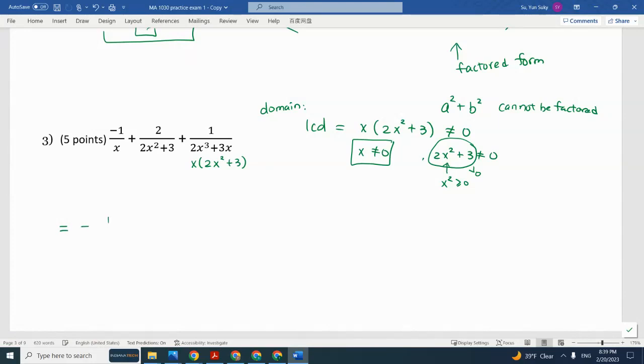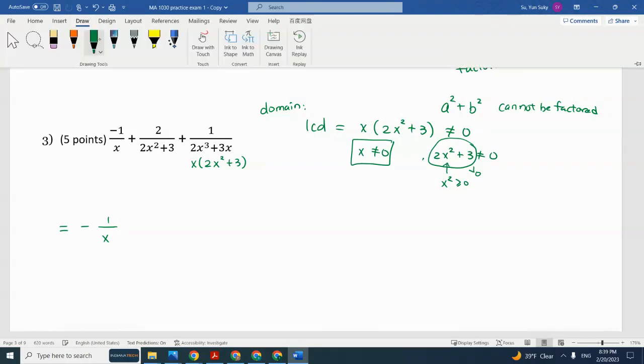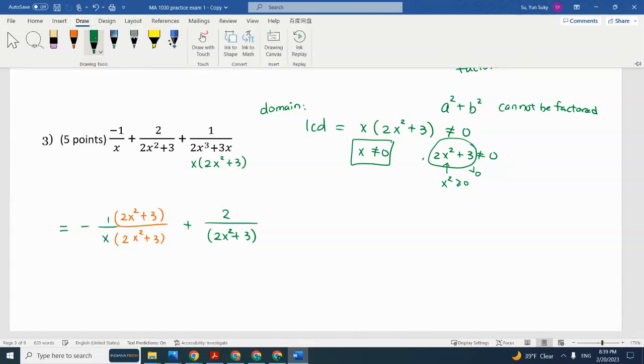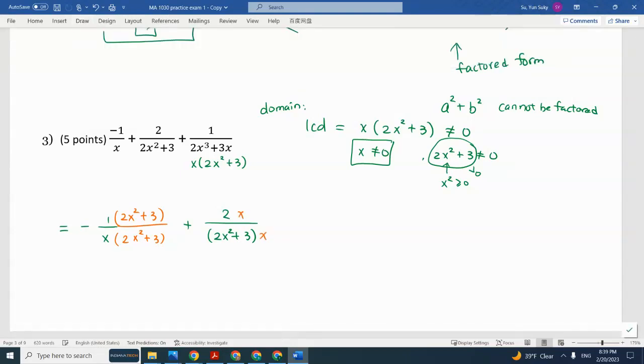Okay, we want to multiply the first fraction by 2x squared plus 3. And then the second fraction, we want to get the least common denominator, so we need x there. So we multiply by x. And then the third one is perfect because it is already x times 2x squared plus 3. This is what we want. Okay, now we can combine them.